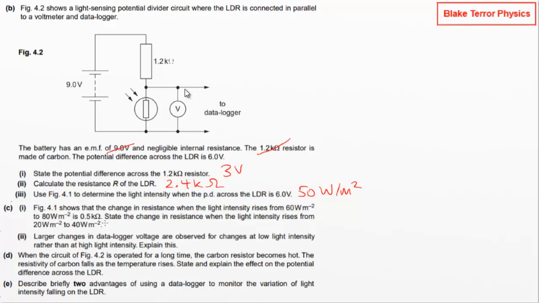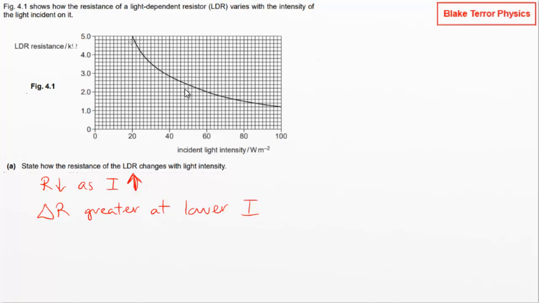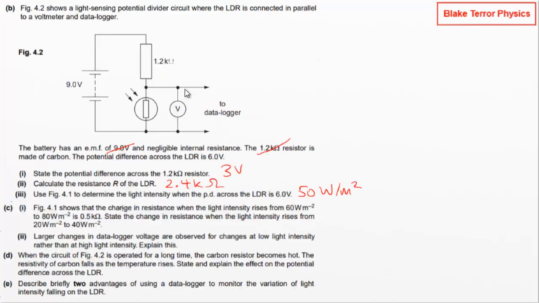Figure 4.1 shows that the change in resistance when the light intensity rises from 60 to 80 watts per meter squared is 0.5 kiloohms. State the change in resistance when the light intensity rises from 20 to 40. Right, so from 20 to 40, we're going from 5 down to, what's that, 2.8. So we got a 2.2 kiloohm resistance change. Okay, this is all so far so good.